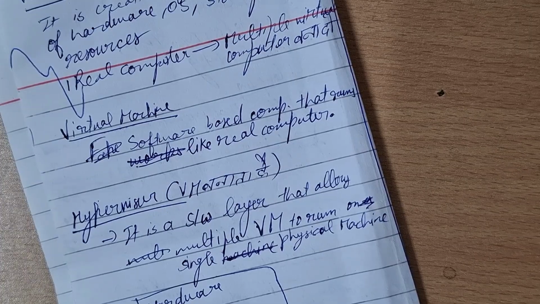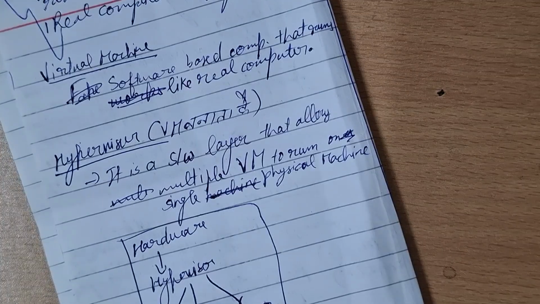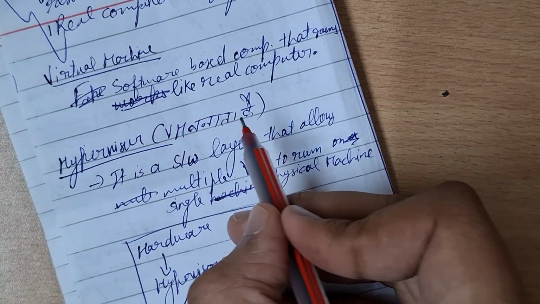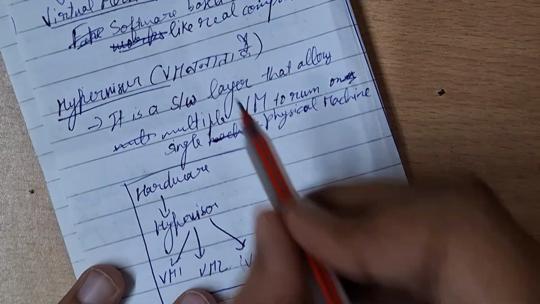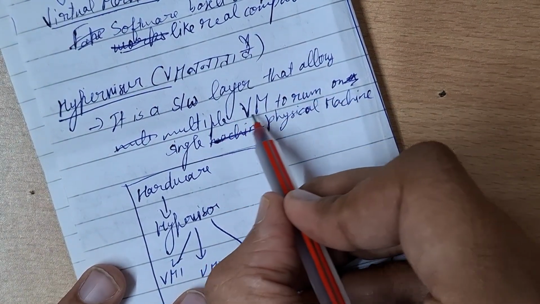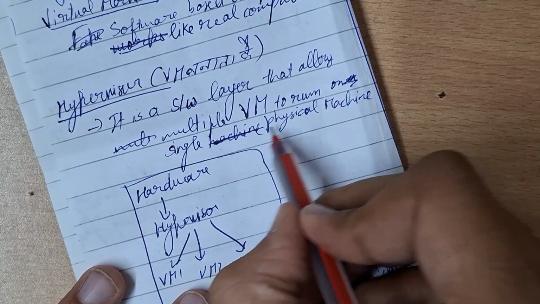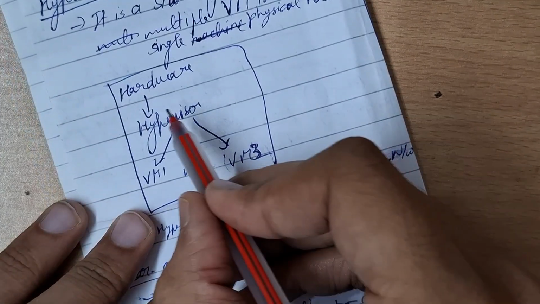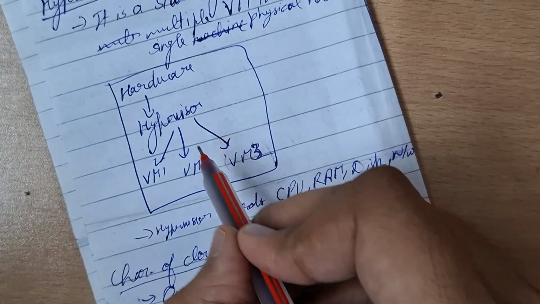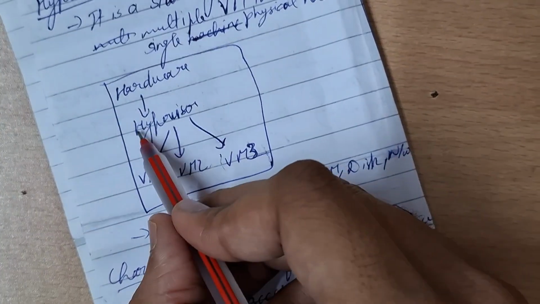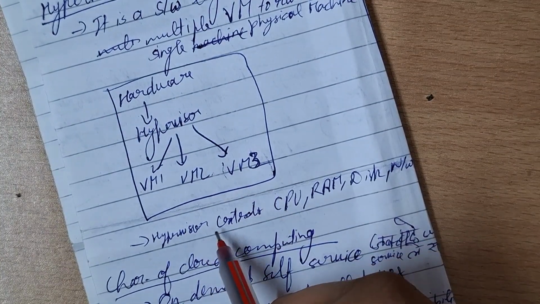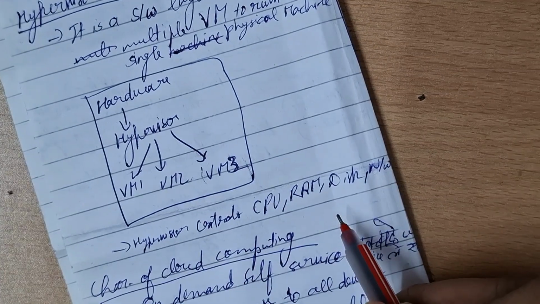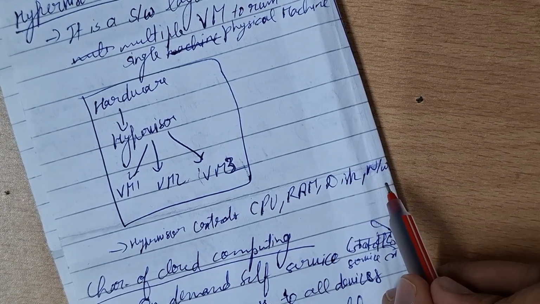Have you ever thought about who creates these virtual machines on a single computer? The hero here is the hypervisor, which creates the virtual machines on the system. It is a software layer that allows multiple virtual machines to run on a single physical machine. Let's see: the hardware is your normal real computer. Here the hypervisor creates one or more virtual machines. The hypervisor controls CPU, RAM, disk and network.